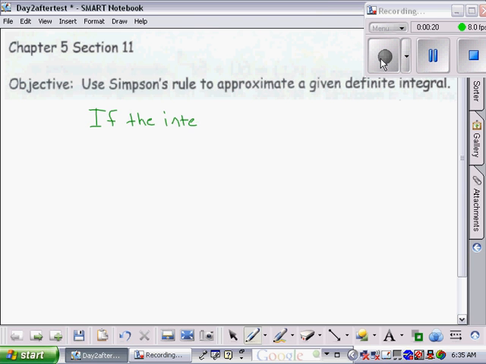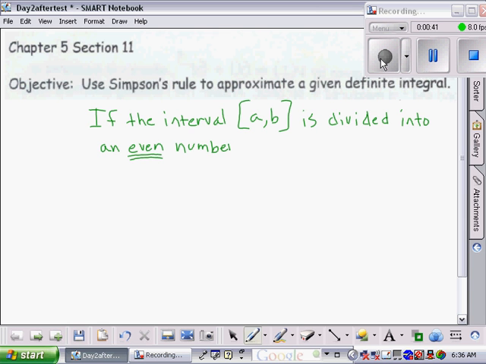the interval from A to B, notice it's brackets so it includes those endpoints, is divided into an even number. Even is very important there. You can't use Simpson's rule unless you have an even number of sub-intervals of an equal width, and we'll call the width delta x, change in x.